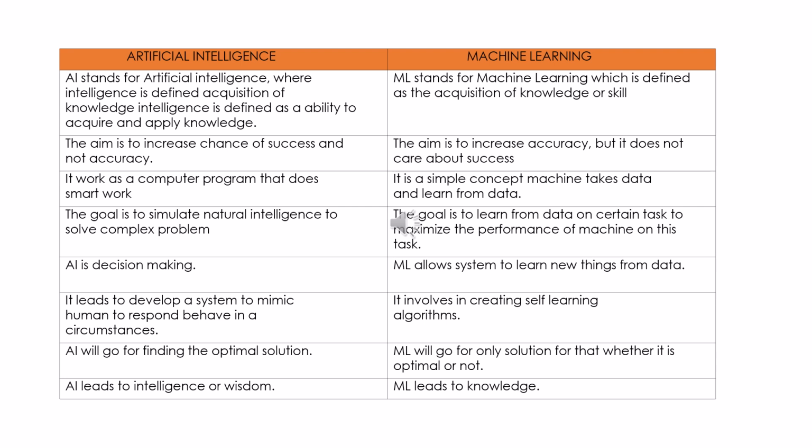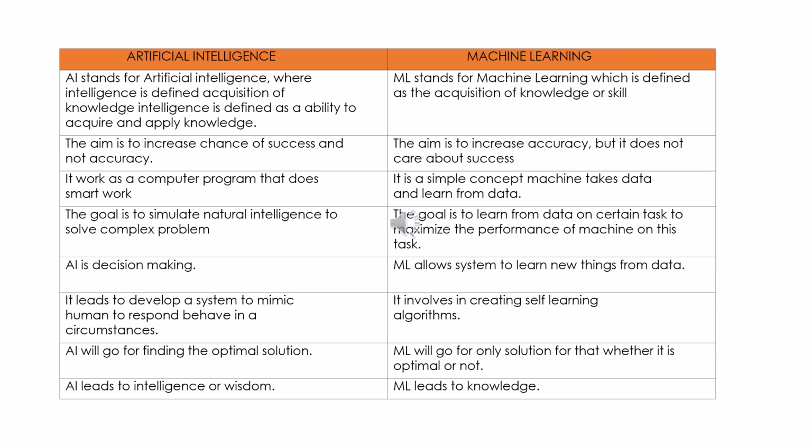For AI, it leads to developing a system that mimics humans to respond and behave in circumstances. Machine learning involves creating self-learning algorithms. And for AI, it will go for finding the optimal solutions. And for ML, we only go for finding the solutions. We never bother about whether it is optimal or not.